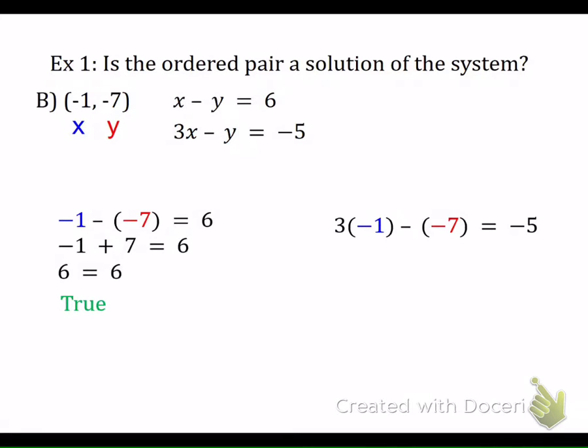So over here, we have 3 times negative 1 minus negative 7. So negative 3 plus 7. So that's 4, right? 4 does not equal negative 5, so it is not a solution. So if one of them is right and the other one wrong, it's got to make them both true to be a yes. If it makes one of them wrong, it's a no-go. Questions?